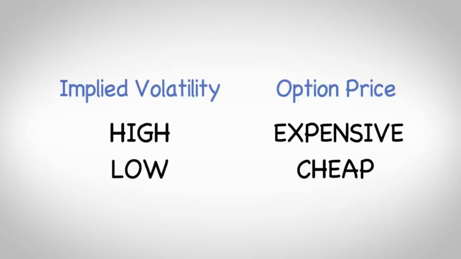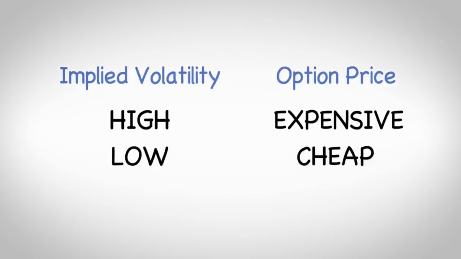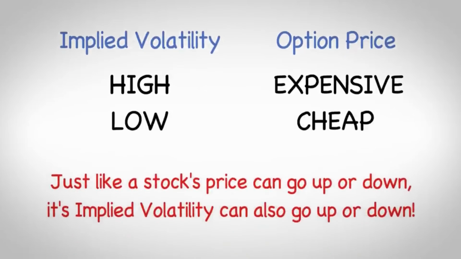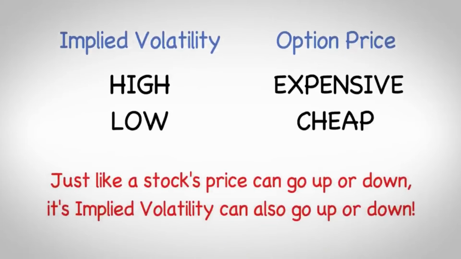Now, let's talk a little bit about what this would actually mean for your trading. Well, just like a stock's price can go up or down, its implied volatility can also go up or down. If implied volatility goes up, then the options, both calls and puts, will get more expensive. And if implied volatility goes down, its options will get cheaper.